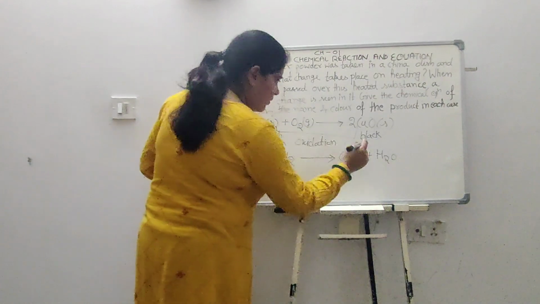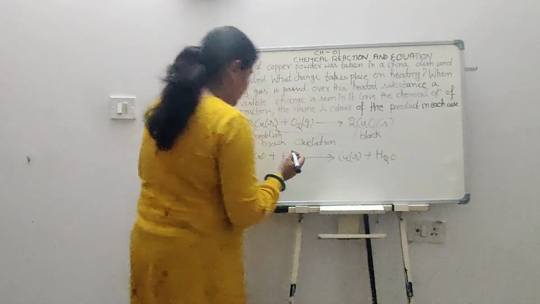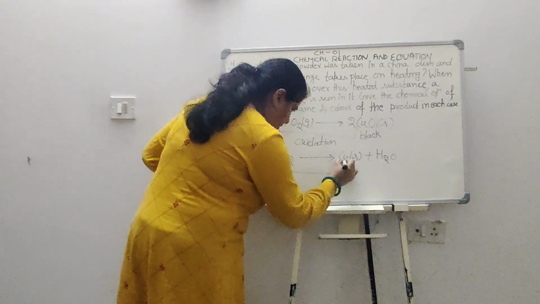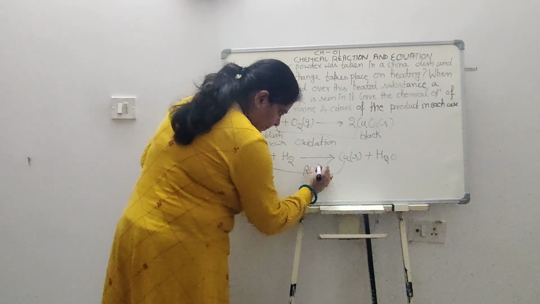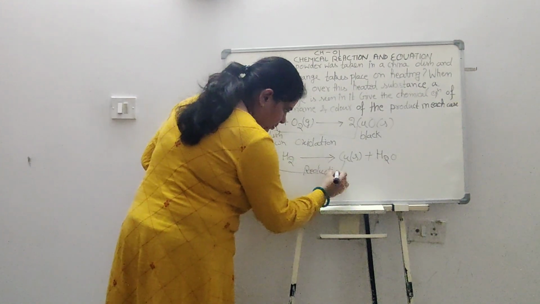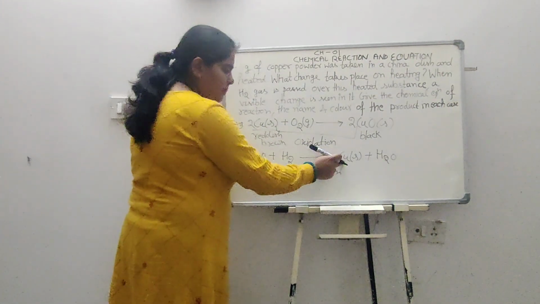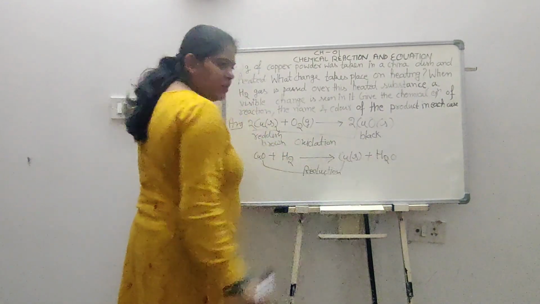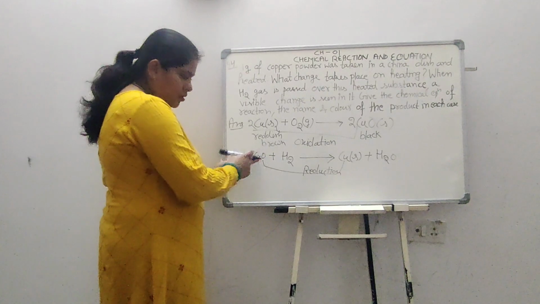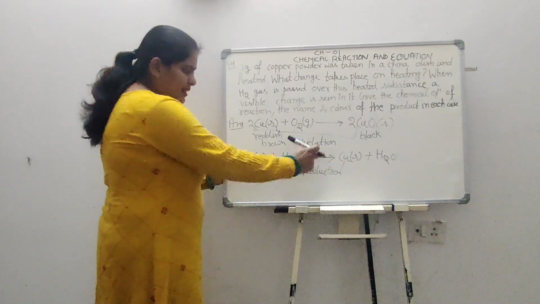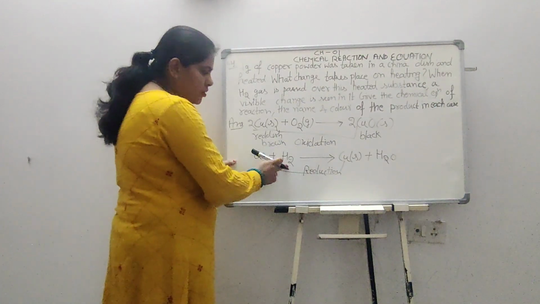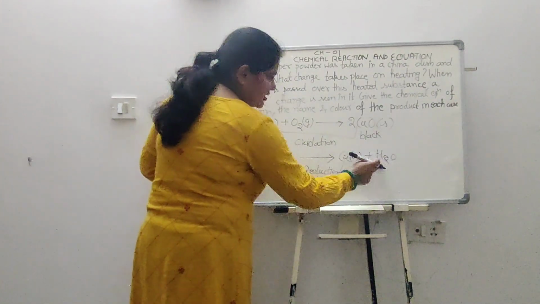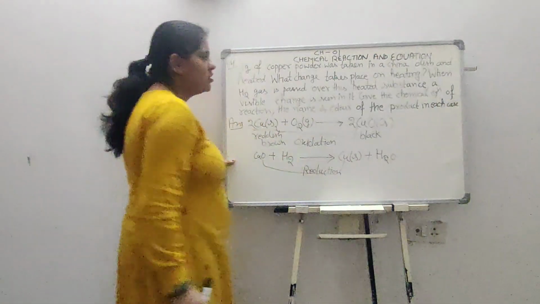There will be formation of water. So what is taking place here? Reduction of copper oxide to copper is taking place, and oxidation of hydrogen to H2O is taking place. Because oxygen is being removed from copper oxide, that is why it is a reduction, and oxygen is being added to hydrogen, so hydrogen is being oxidized.